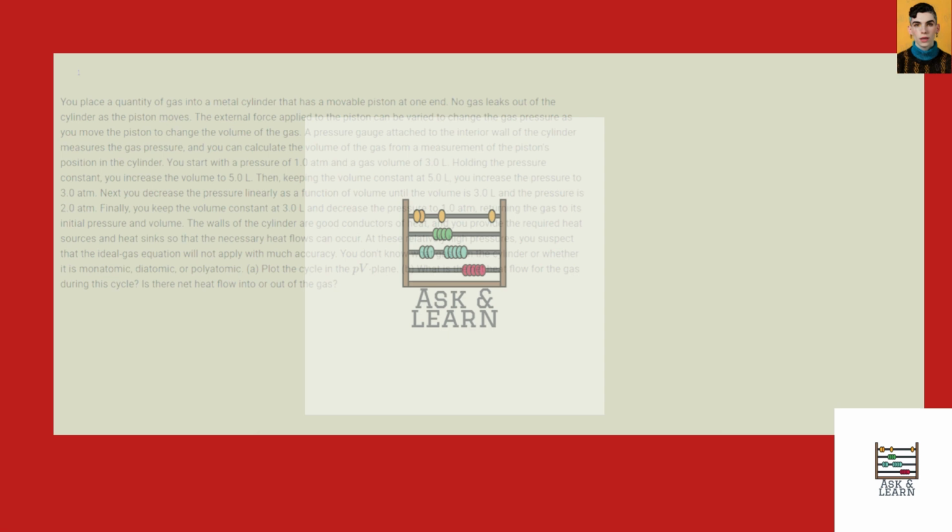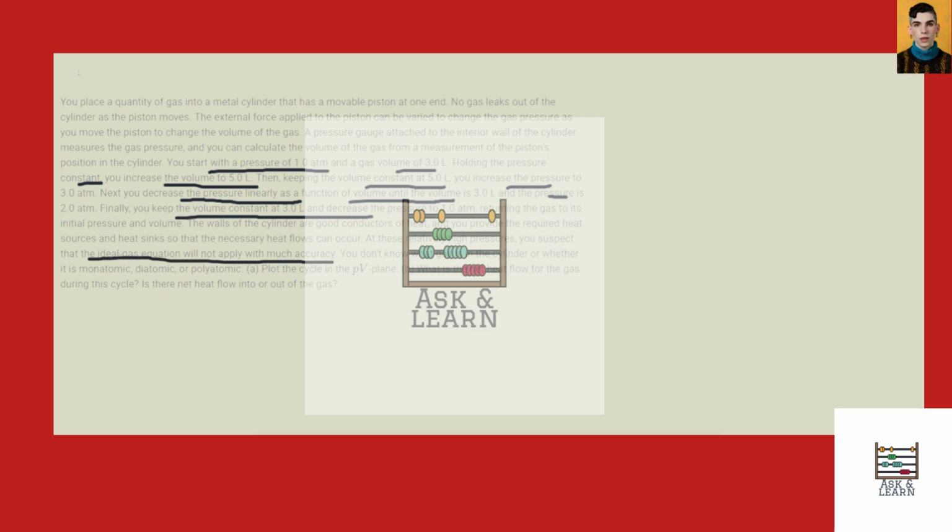All right. This problem is quite long. We basically have four processes. The first one: we have the initial pressure and the initial volume, and the pressure is constant while we increase the volume. Then the volume is constant, and we increase the pressure. Next, we decrease the pressure linearly, and the volume also decreases. The last step is we decrease the pressure and keep the volume constant. Also, the ideal gas equation is not applied with much accuracy.